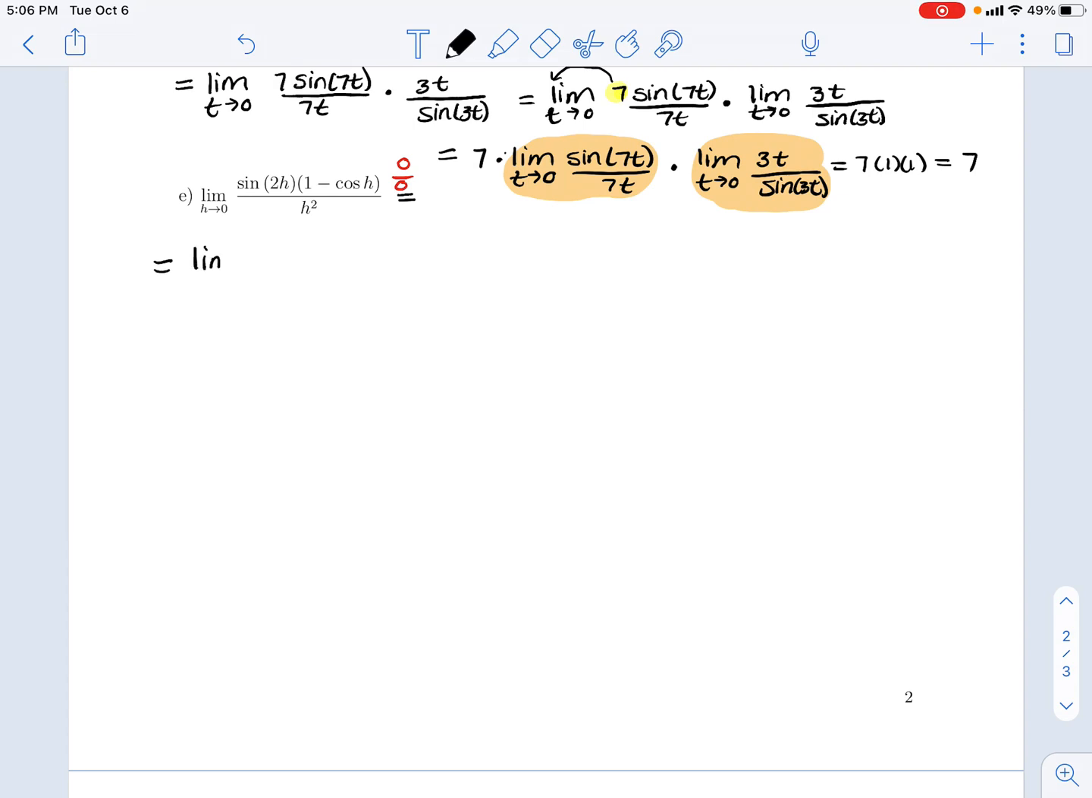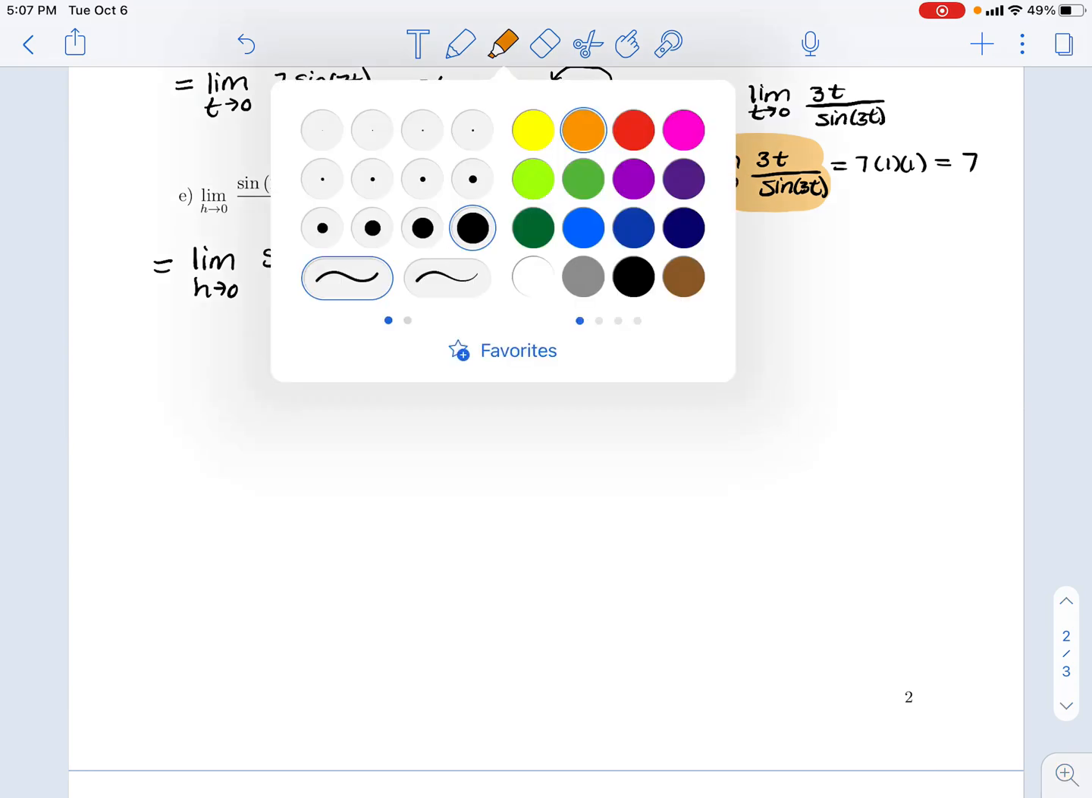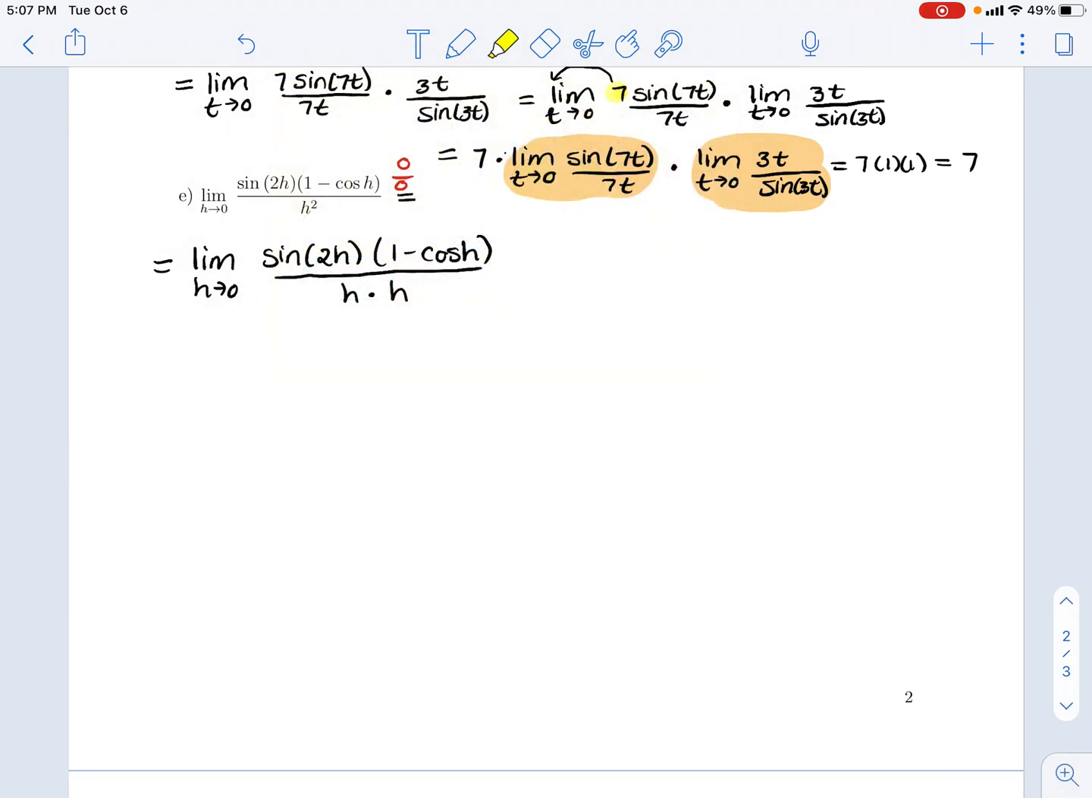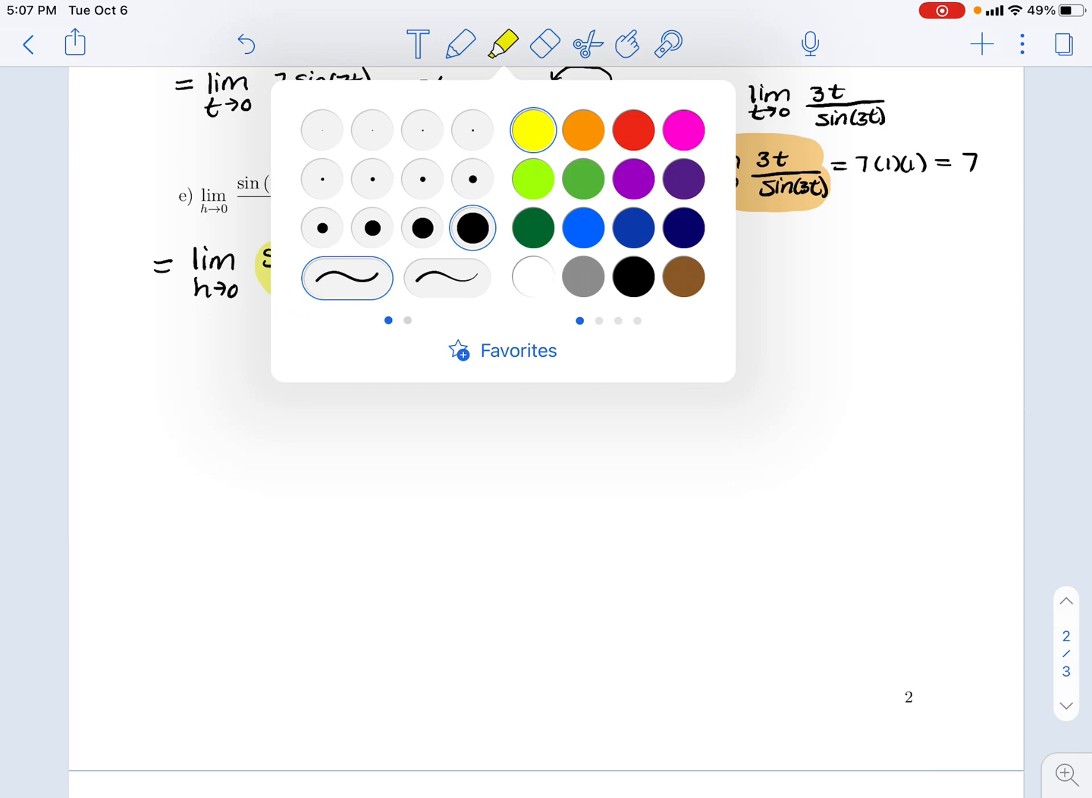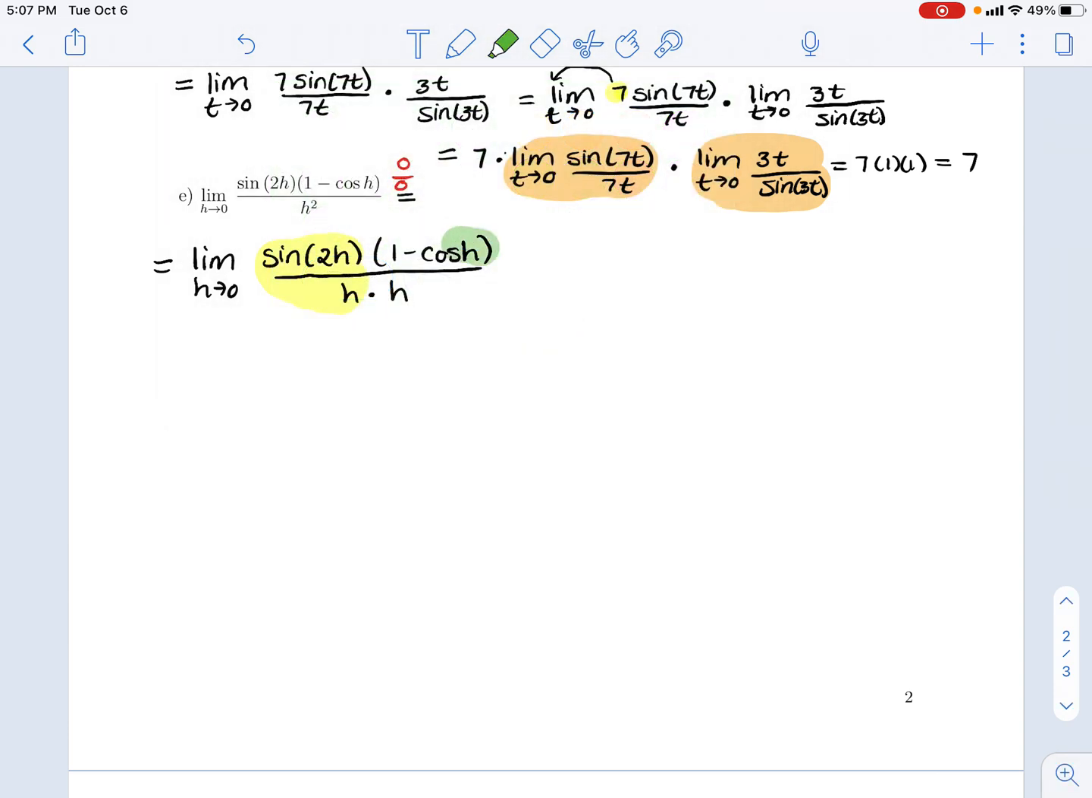I'm just going to rewrite that and say that this is sine of 2h times 1 minus cosine h, and then this is all over h times h. So now this is looking a little bit better, because this is what I'm visually seeing, if you're not quite sure why this looks any better. I'm seeing this, and then I'm seeing this.